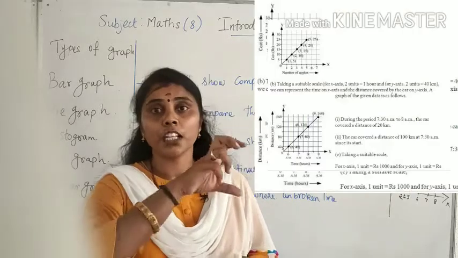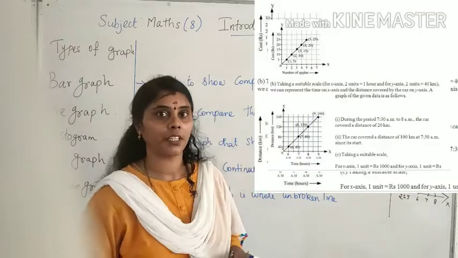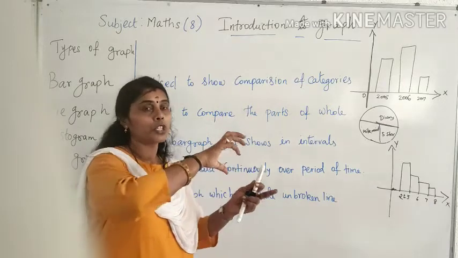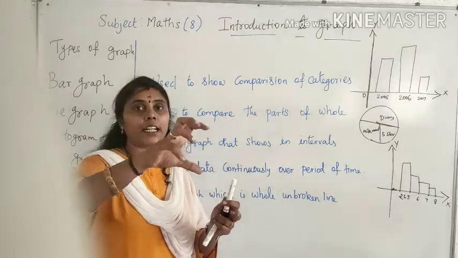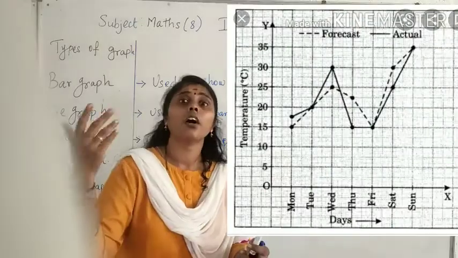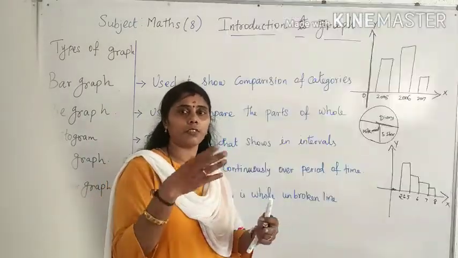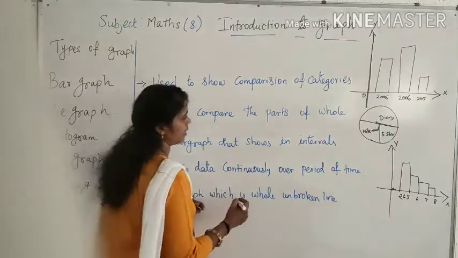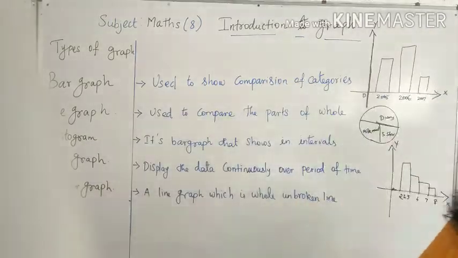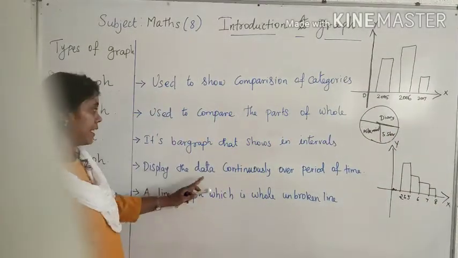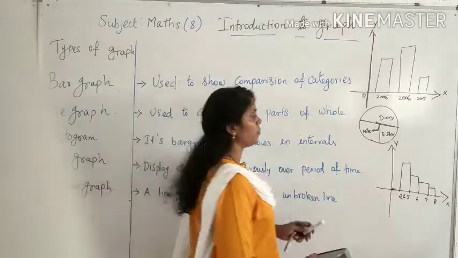In a cricket match they will show the run rate, right? When you compare the two teams, they will show the run rate. In 0 to 20 overs, what is the run rate of India as well as Pakistan or Australia or any other country you can take. When they play, they will compare the run rate. You might have seen a line graph like this, right? That is the line graph, where you want to display the data continuously over a period of time.